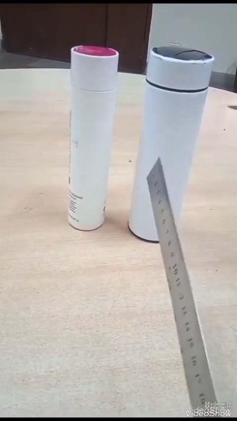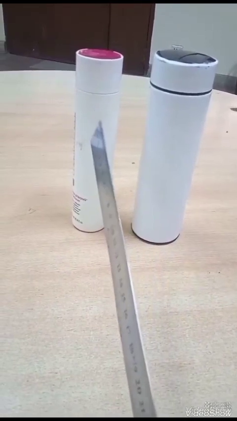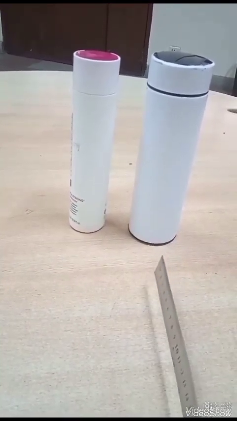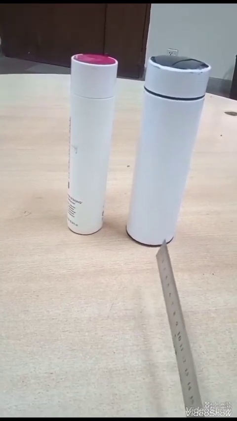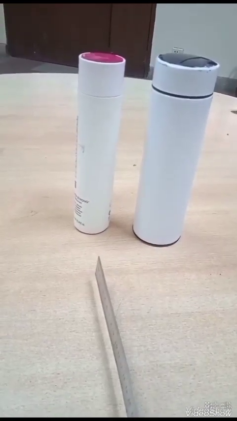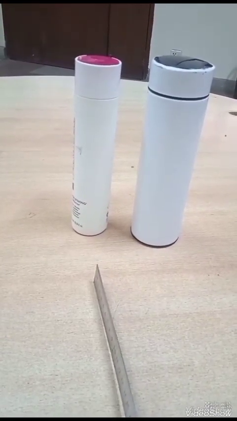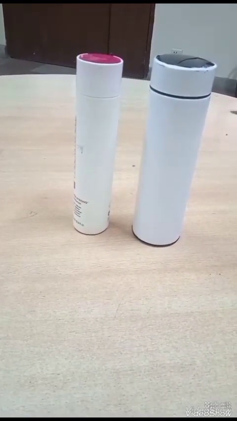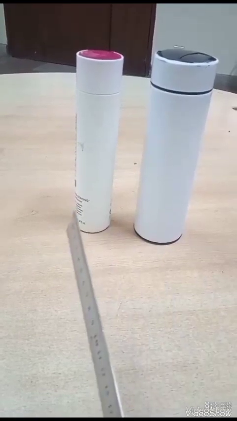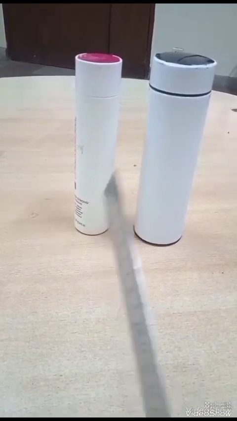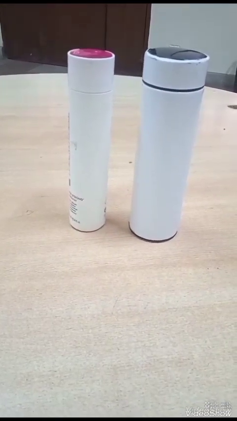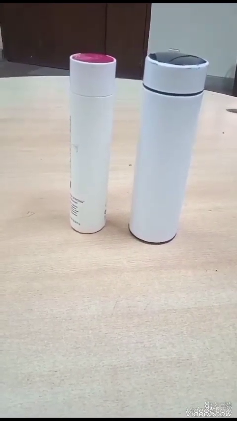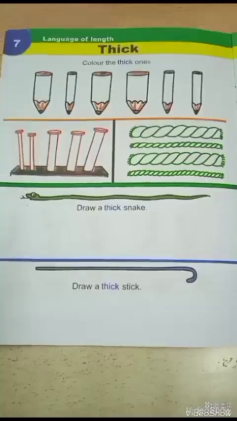So this one is thick and this one is thin because it's looking big or fat to me, and this one is slim and it's looking small. So this one is thick. Very good. Now you can identify the objects which are thick and the objects which are thin.